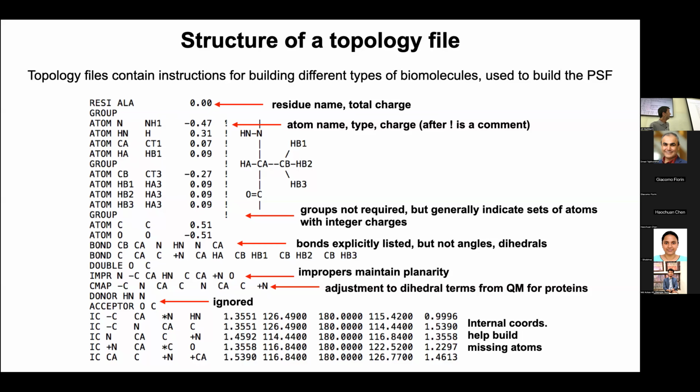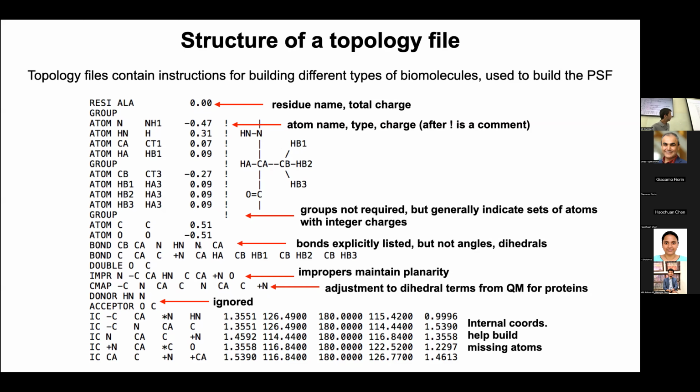One thing I should have noted, these exclamation marks mean a comment in topology and parameter files. So everything after an exclamation mark is ignored, at least by NAMD and VMD. That's just for you. That's why you get these nice ASCII images here of what an alanine looks like after the exclamation marks. It's just a comment for you.